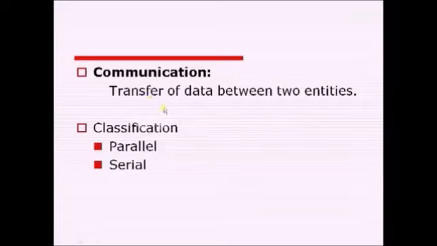So here communication is nothing but transfer of data between two entities, or two systems, or two points, or two machines. That is called communication, and it is classified into two types here. One is parallel and the other one is serial. In case of parallel, multiple bits are transferred at the same time through multiple channels, but when it comes to serial, a single bit is transferred at a time through a single channel. So that is why it is called a serial communication.